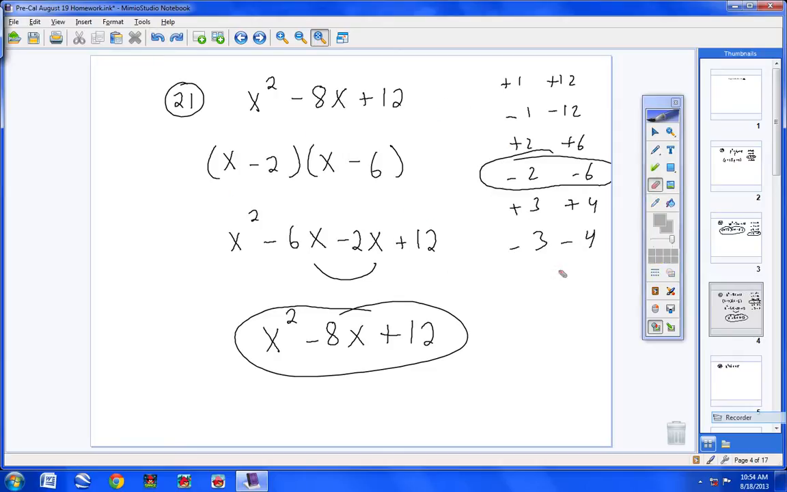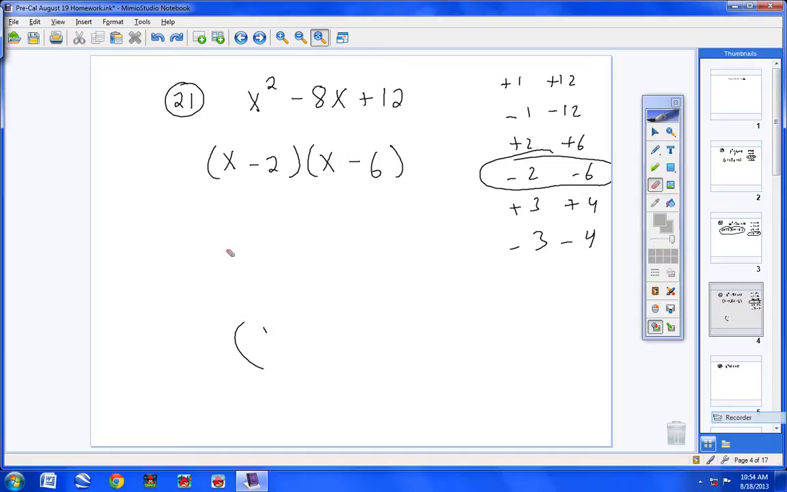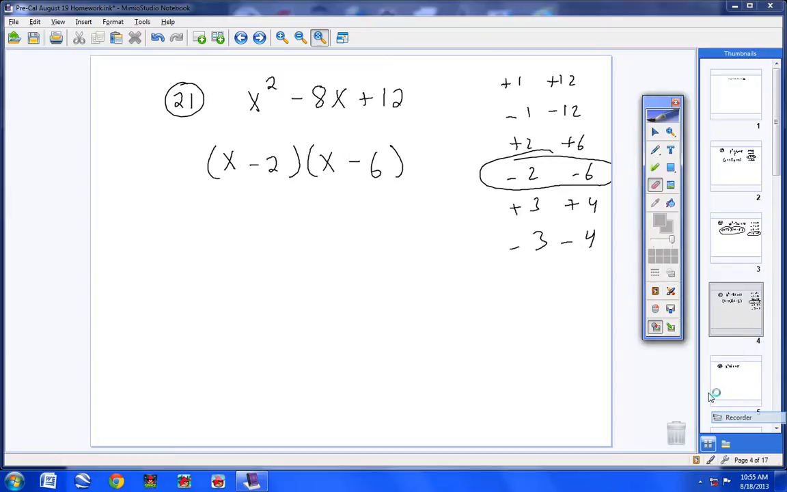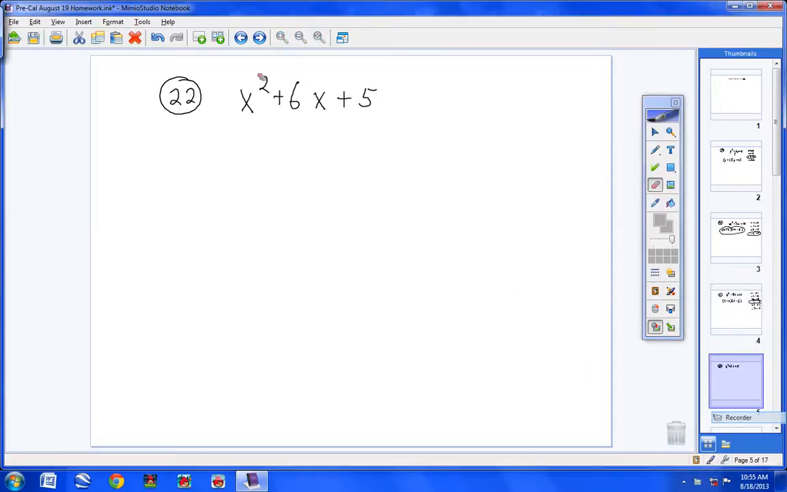All right, let's continue on to number 22. First of all, step 1 says pull out what's common. I have a 1, a 6, and a 5. There's no whole number I can pull out. Step 2, let's look at the x's. There's no x with this term. Right here it's just a 5, so I cannot pull any x's out. So what am I left over with? I've got a trinomial, 3 terms, with a lead coefficient of 1.